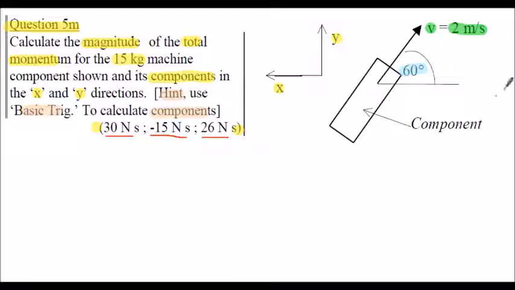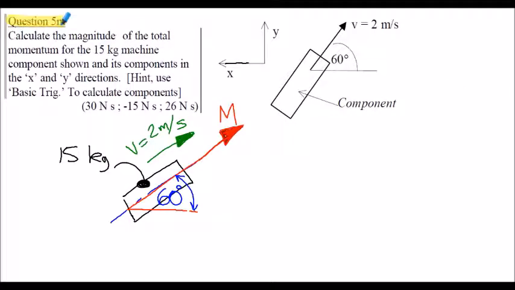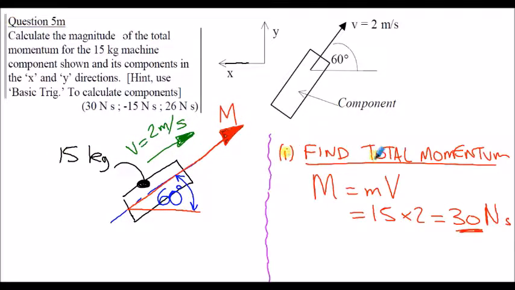So solutions for question 5M. Extracting information from the question, the actual mass of the machine component is 15 kilograms. Its velocity is 2 meters per second at an angle of 60 degrees to the horizontal. So the first thing we can do is to calculate the momentum at that angle to the horizontal. So step 1, find the total momentum of this machine component. Momentum equals mass multiplied by velocity, so it's 15 kilograms multiplied by 2 meters per second. So 30 newton seconds is the momentum in this direction shown here.